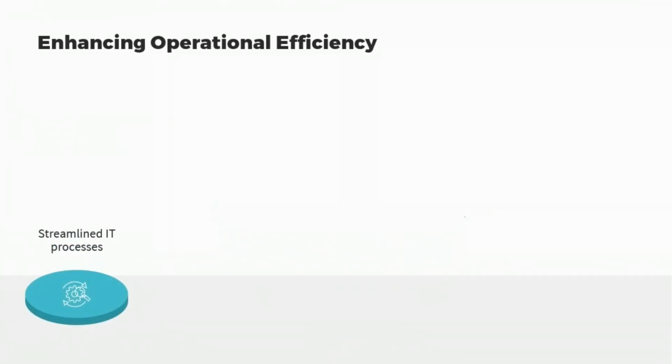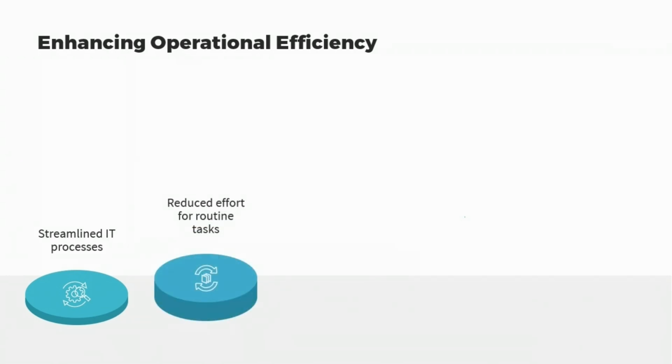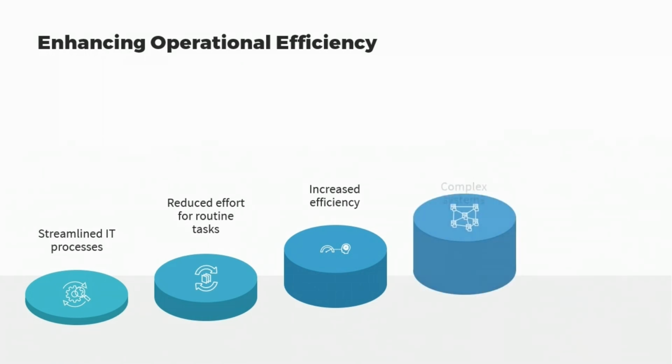AI automation also streamlines IT workflows, simplifying complex processes and eliminating unnecessary bottlenecks to enhance overall operational efficiency. And by automating routine tasks like software updates and data backups, AI driven systems can reduce the burden on IT personnel, allowing them to focus their efforts on more strategic endeavors. And the implementation of AI automation leads to a marked increase in operational efficiency, enabling organizations to accomplish more with fewer resources and in less time.